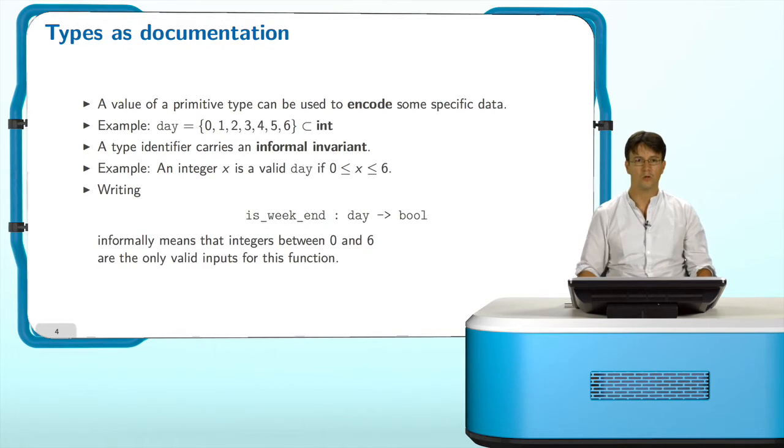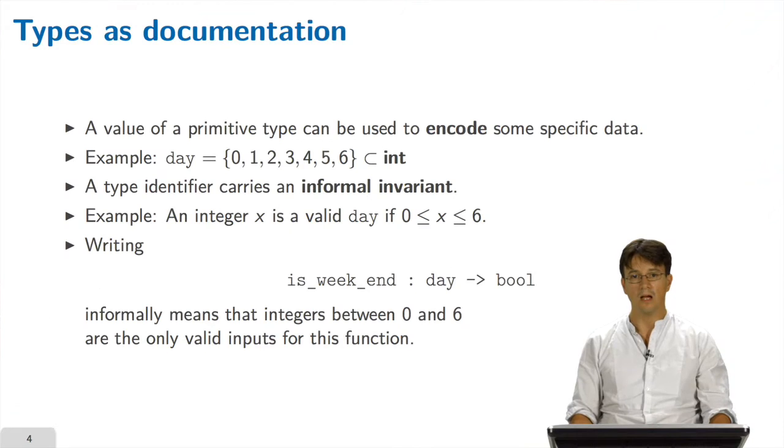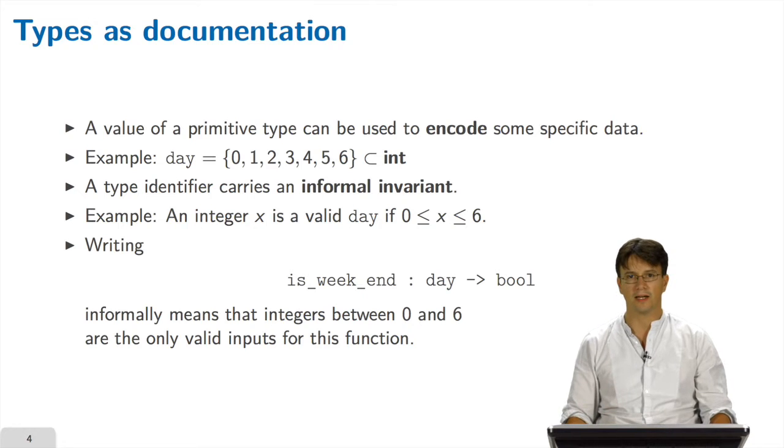Then you can use this type identifier in the types of a function that must work on the day of the week, so that you can document the fact that not every integer can be used as an input of this function, but only integers between 0 and 6. So we will now see some examples of type definitions.